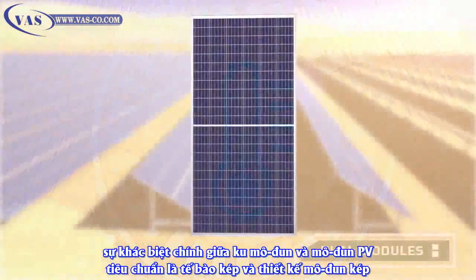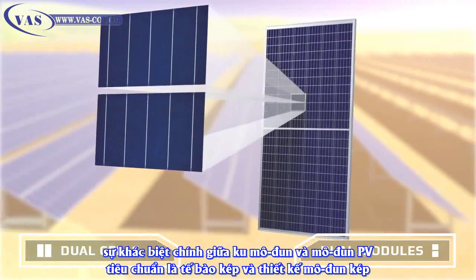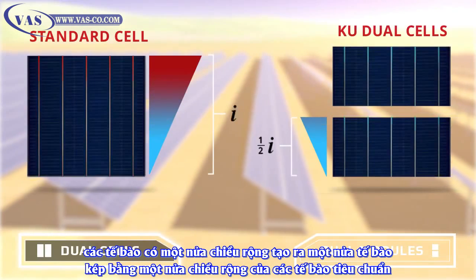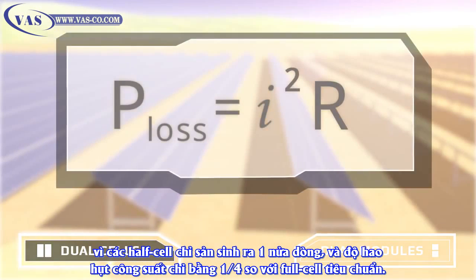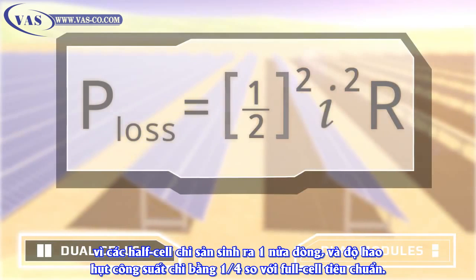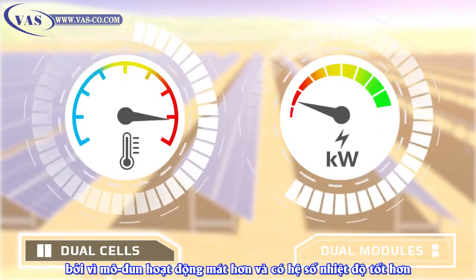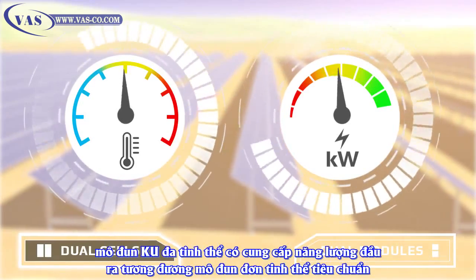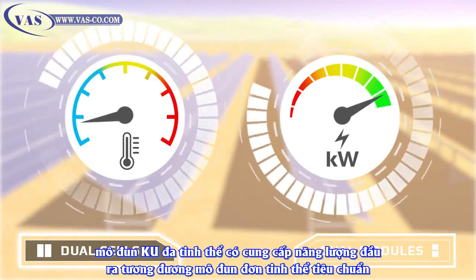The main differences between Ku modules and standard PV modules are dual cells and dual module design. Dual cells are half the width of standard cells. Cells with half the width generate half the current. Because the power loss goes as the square of the current, dual cells generate only 1/4 of the power loss, which means less heat generated. Because the module operates cooler and has a better temperature coefficient, it can generate a higher power output. Polycrystalline Ku modules are available at the same power classes as standard monocrystalline modules.